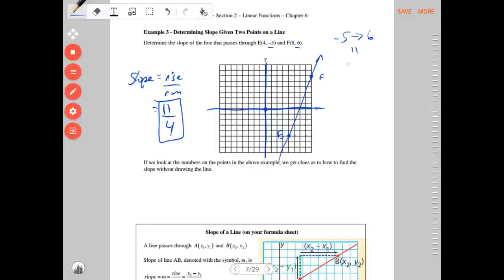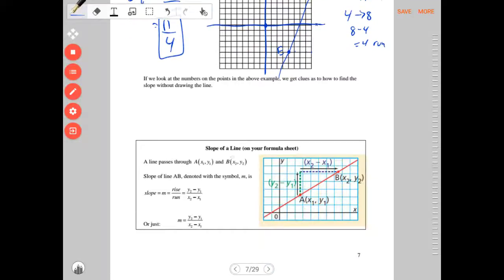And how we can do that using math: if we take the top one, 6 minus -5, if we subtract those, hey, look, that gives 11. Let's see if that works for the run as well. The run, we went from 4 to 8. So 8 minus 4 equals 4. Hey, look, it worked. So the 11 was the rise, the 4 was the run, and we could do that without graphing if I wanted.